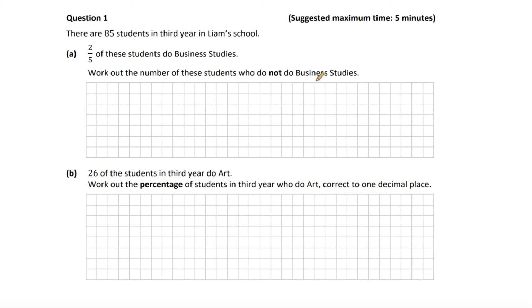Question 1. There are 85 students in third year in Liam School. Part A says 2/5 of these students do business studies. Work out the number of these students who do not do business studies. Read the question carefully. Well, if 2/5 do business studies, that means the rest, which is 3/5, do not do business studies, and we have to work out what number is that.